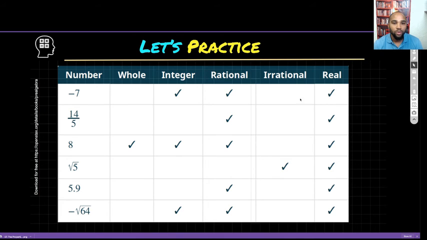So here's a summary of what we covered. Negative 7 was the integer and the rational. 8 is whole, integer, because we said it includes everything within that box. So it's a whole number, integer, and a rational. Square root of 5 was irrational, and 5.9 rational. Negative square root of 64 is integer and rational.